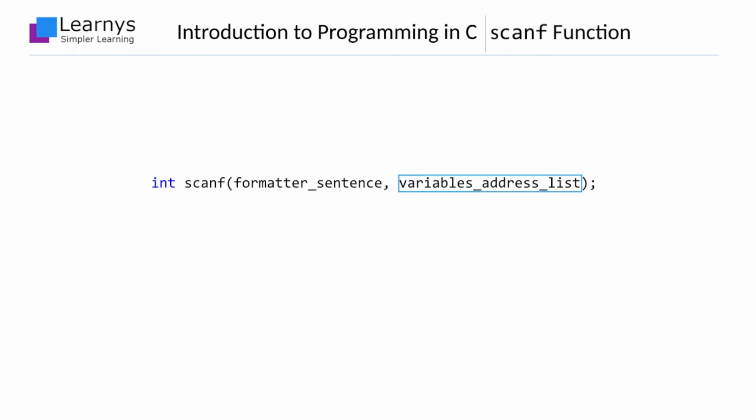The second argument to this function, the variable address list, is actually a list of arguments consisting of comma-separated list of addresses of the variables in which the read values are to be stored. This is one such example, where var1 and var2 are variables in which the read values will be stored, and the ampersand prefix to them is an operator that delivers the memory address of these variables. You will get to know about this operator in a later video on pointers.